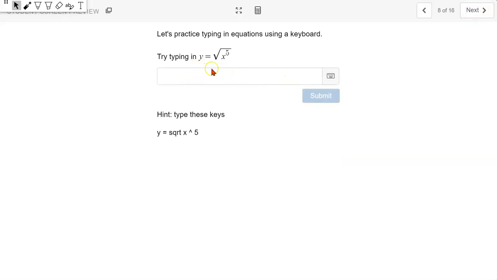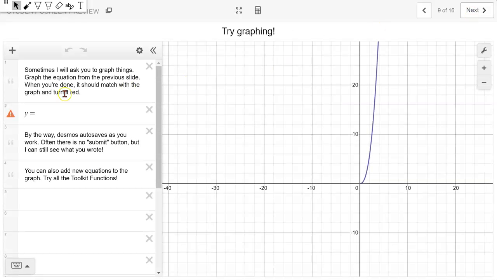Next one, I want you to try typing an equation y equals square root of x to the 5th. If you don't know how to do it, look at the hint here. Type these keys. Y equals, for the square root, you just have to type SQRT. That's a shortcut. X, caret sign, 5. And then do that again. So when you type square root of x to the 5th here, you will see exactly this graph.